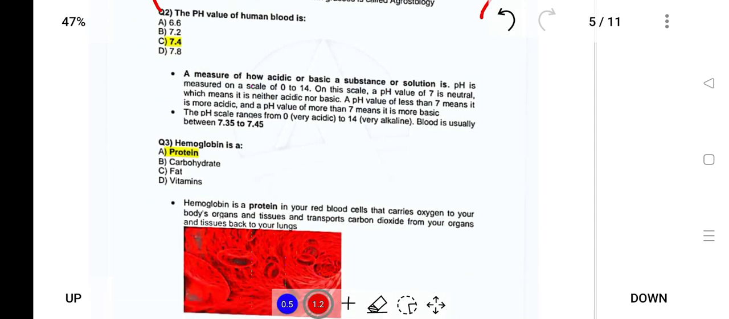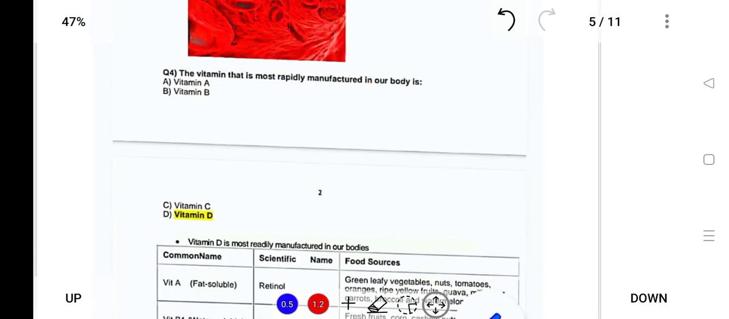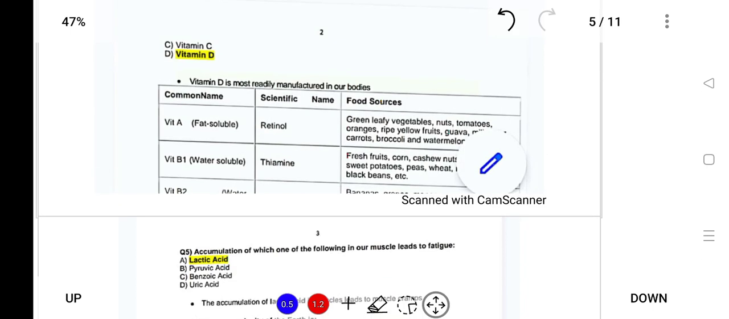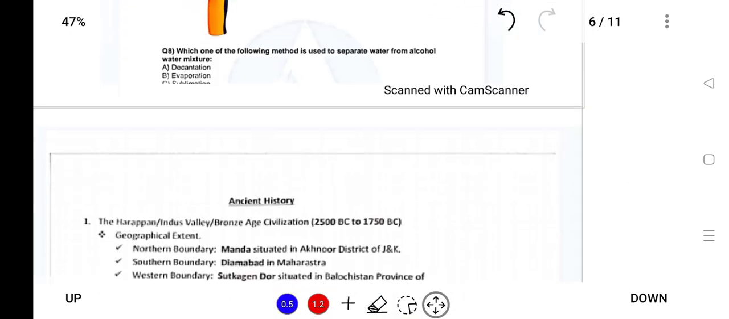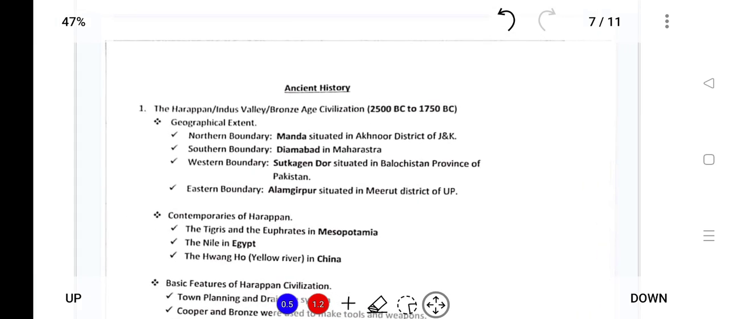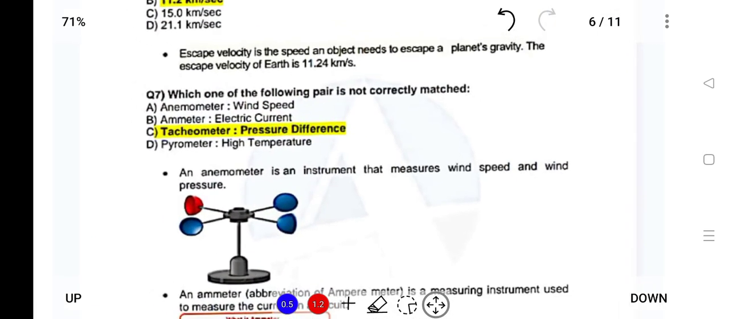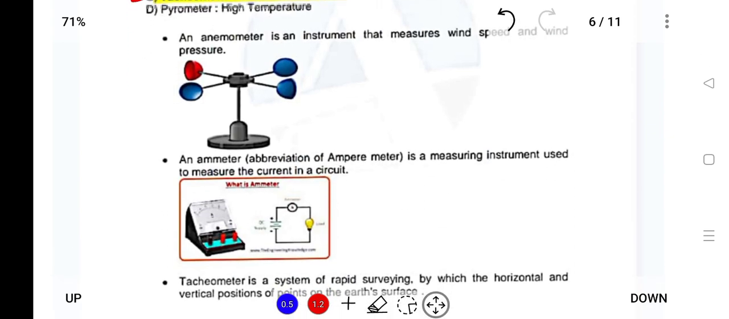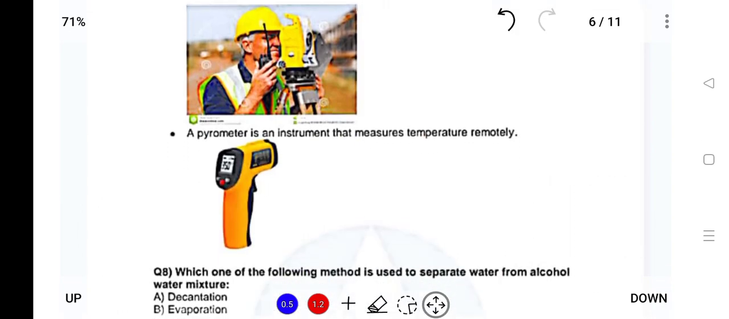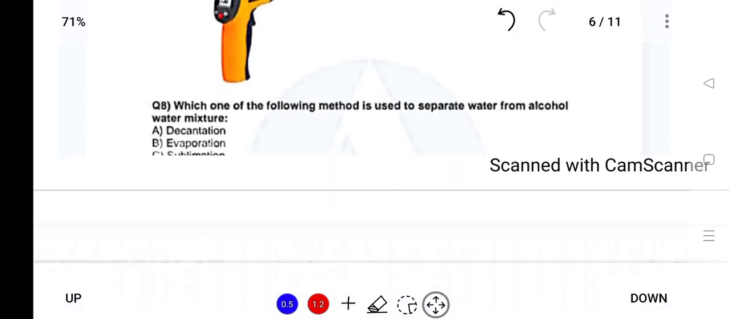For example, the pH value of human blood is 7.4. During the explanation, the material will be MCQ-wise. However, I'll be teaching in MCQ format. The real material will be provided pointer-wise, and while explaining, it will be explained in MCQ format. For example, like this: which of the following pairs is not correctly matched? The answer is tachyometer, and an example will also be provided. So it is just MCQ format, and it will be taught in MCQ format in the online class.